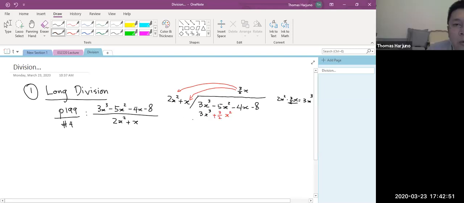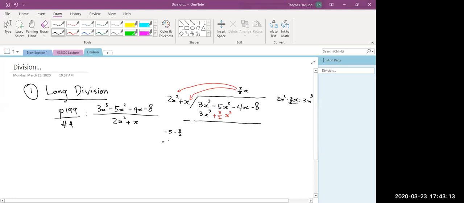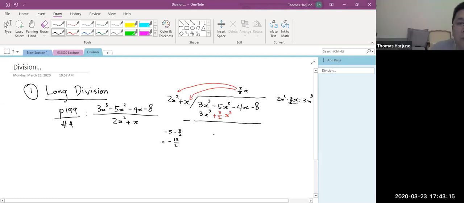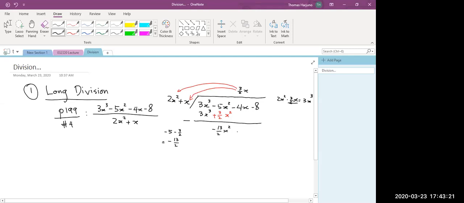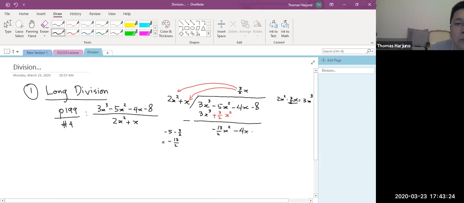squared. Now then, we will subtract. Now, what will negative 5 minus 3 halves be? Negative 5 minus 3 over 2. Negative 13 halves, that's right. So this will be negative 13 over 2 x squared. And I bring the rest down. Now then I will start the cycle again.